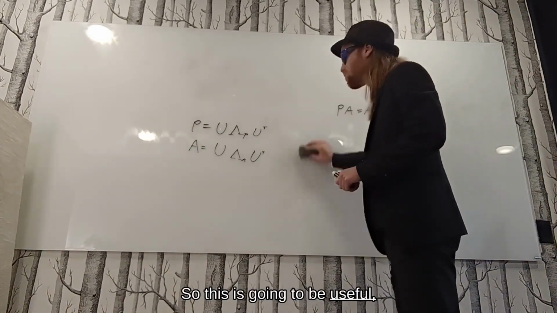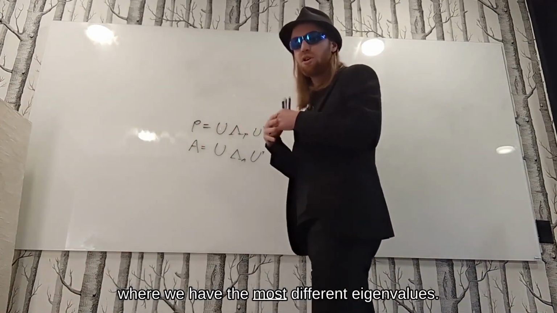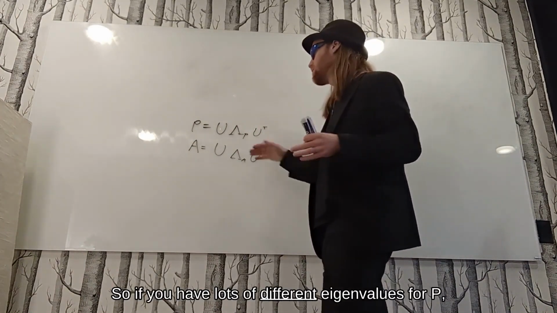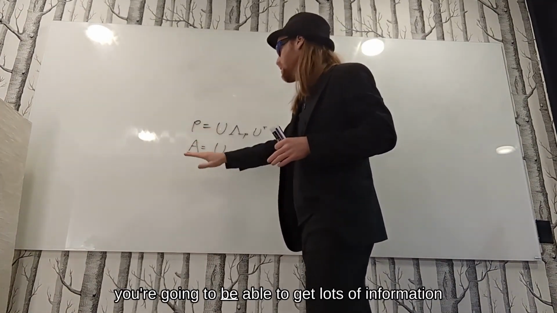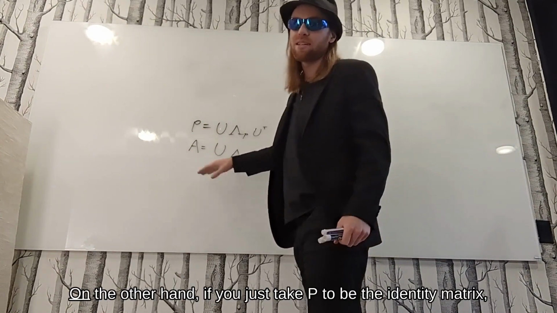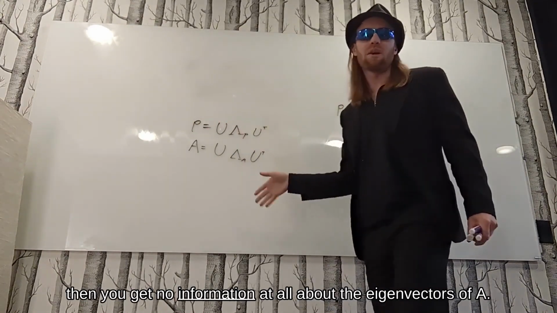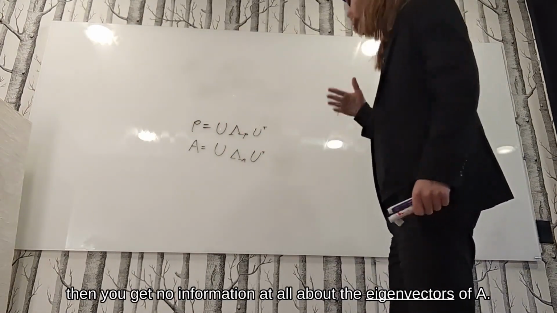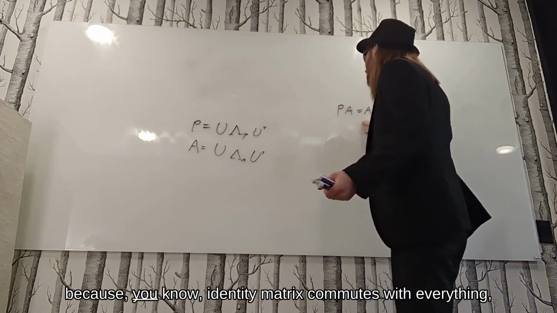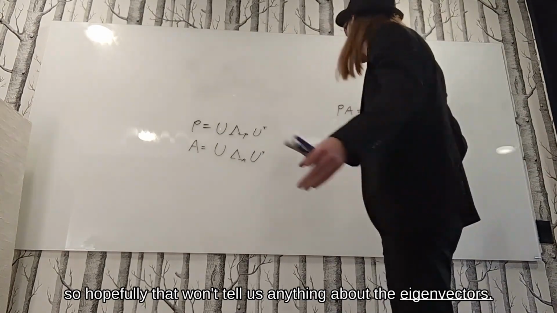So this is going to be useful. It's going to be most useful in cases where we have the most different eigenvalues. If you have lots of different eigenvalues for P, you're going to be able to get lots of information about the eigenvectors of A. On the other hand, if you just take P to be the identity matrix, then you get no information at all about the eigenvectors of A. It could be anything, which makes sense because the identity matrix commutes with everything, so hopefully that won't tell us anything about the eigenvectors of A.